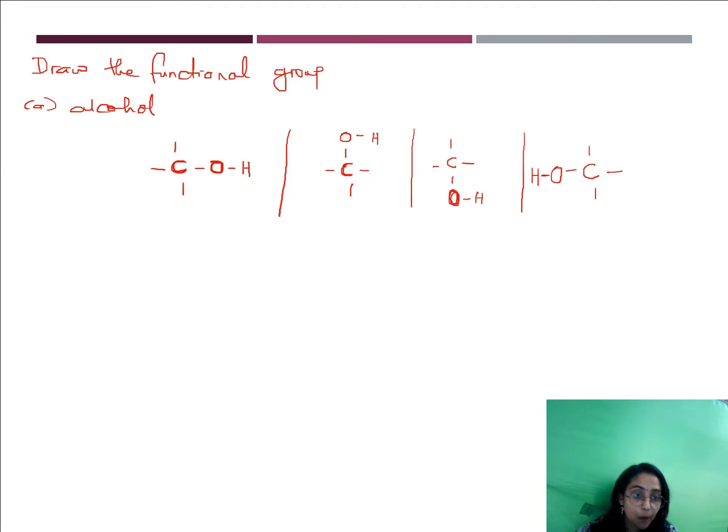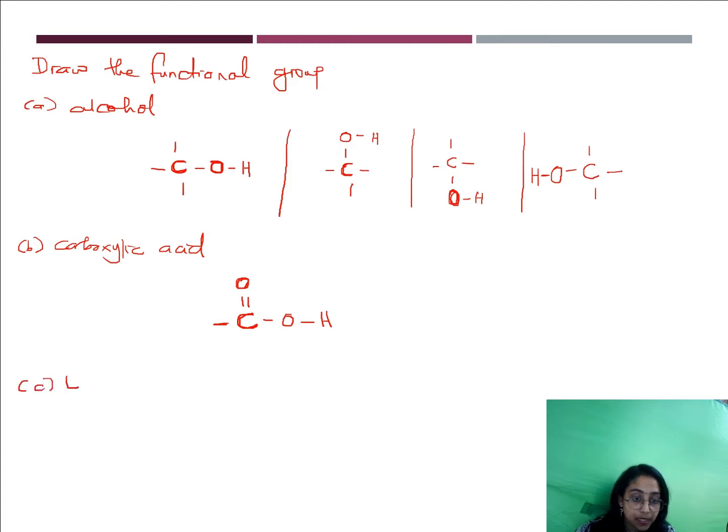Now, when it comes to carboxylic acid, how we draw the functional group is, you put your carbon, draw a double bond. The double bond must be with O, and another one will be OH. So this is what shows the structural formula for the functional group for carboxylic acid.